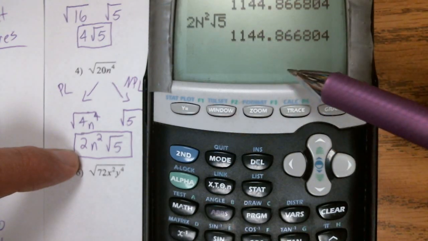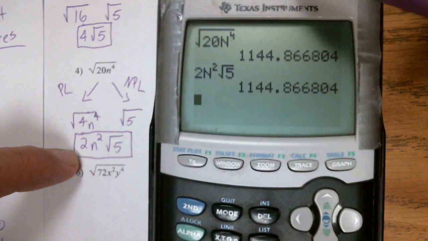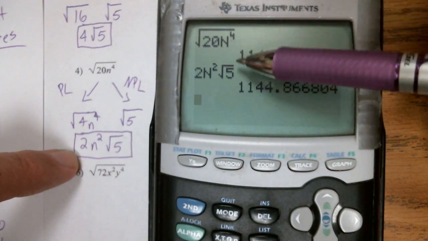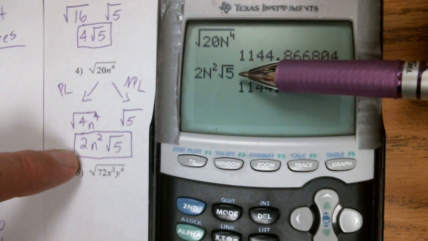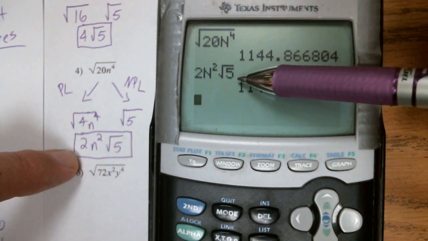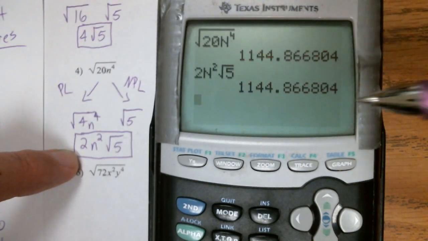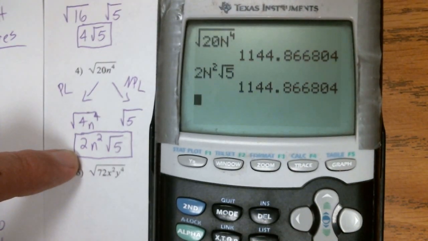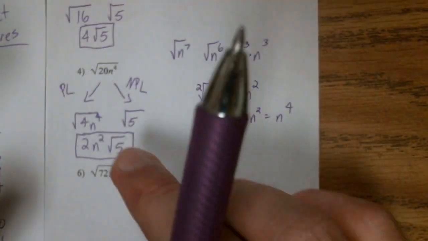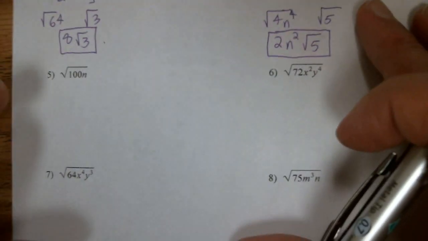We just type in the original problem, type in your simplified answer, because what we're saying is the square root of 20n to the fourth is the exact same as 2n squared square root of 5. You just type in the numbers assigned to your variables, and make sure these numbers match, and you're guaranteed to get the problem right. So check out that other video if you don't have any idea what I'm talking about.